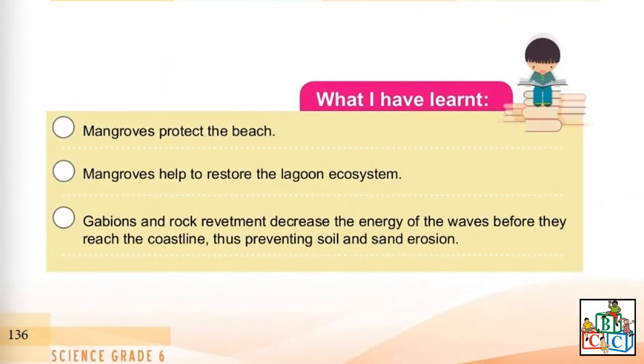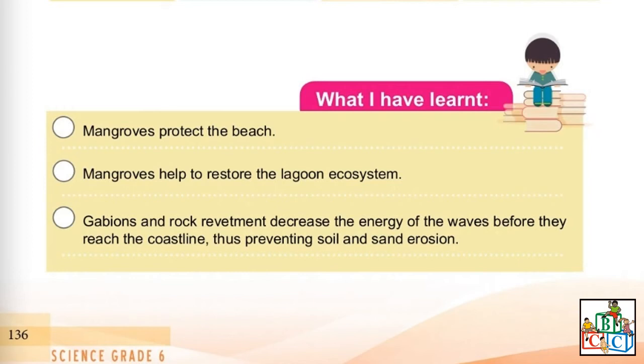You're going to copy this in your copybook. Note this down. What I have learned in this unit. So mangroves protect the beach. Mangroves help to restore the lagoon ecosystem. Gabions and rock revetment decrease the energy of the waves before they reach the coastline, thus preventing soil and sand erosion.